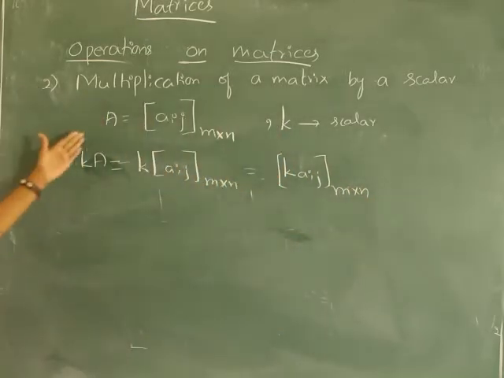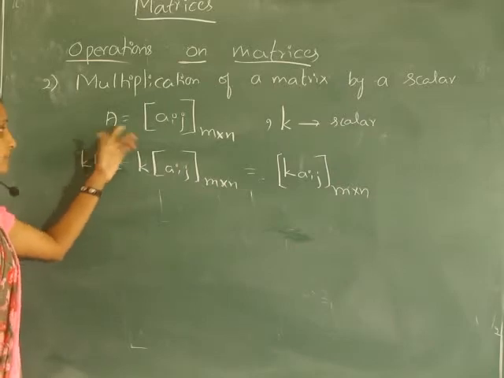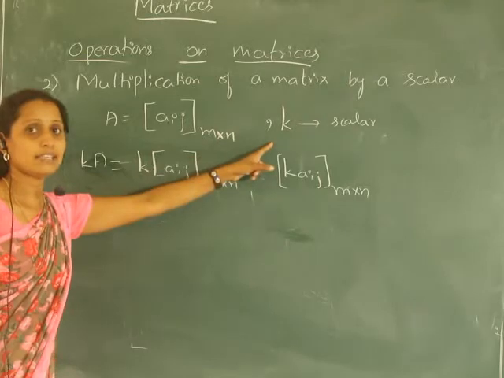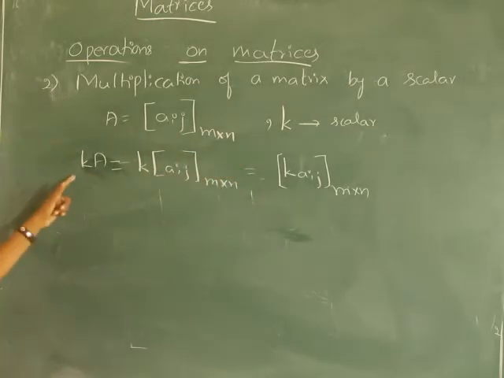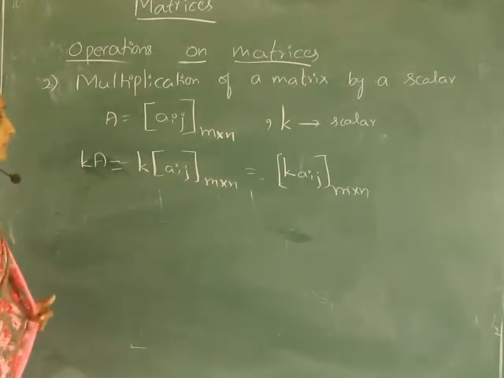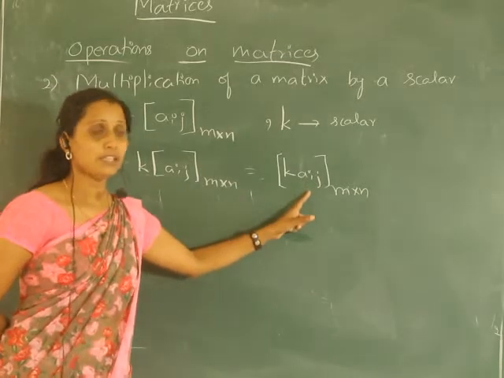So if A is a matrix Aij with order m by n, and k is any scalar, any constant, then k into A, constant into the matrix, is equal to constant into that Aij, and the answer will be k into Aij. That means what?